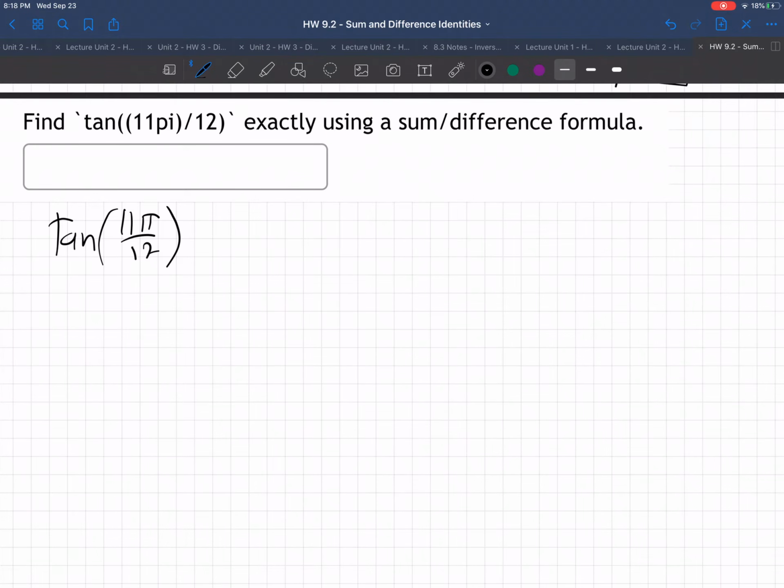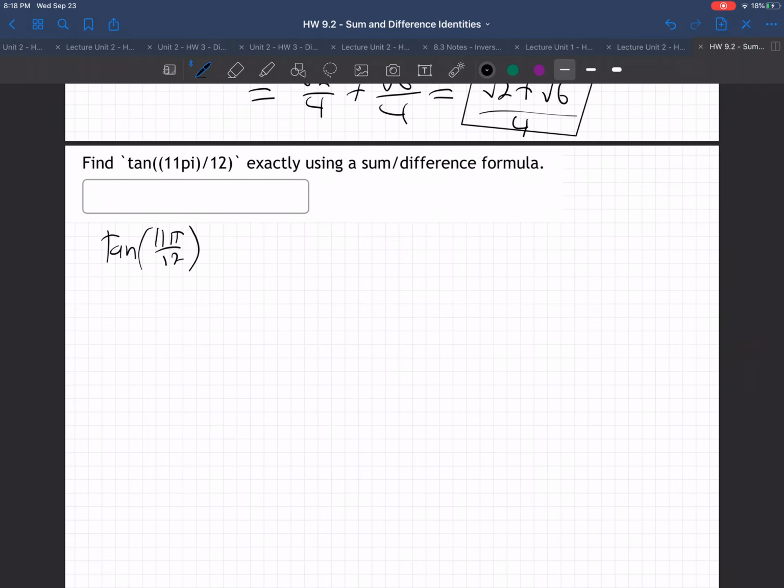Now, the problem with 11 pi over 12, first off, is that we cannot use our calculator. We cannot have a rounded decimal. If you were to hit the buttons on your calculator, tangent of 11 pi over 12, you would just get a decimal that goes forever. You'd have to round it, and then once it's rounded, it's no longer exact. So we can't do that. We won't get an exact answer. So what can we do?